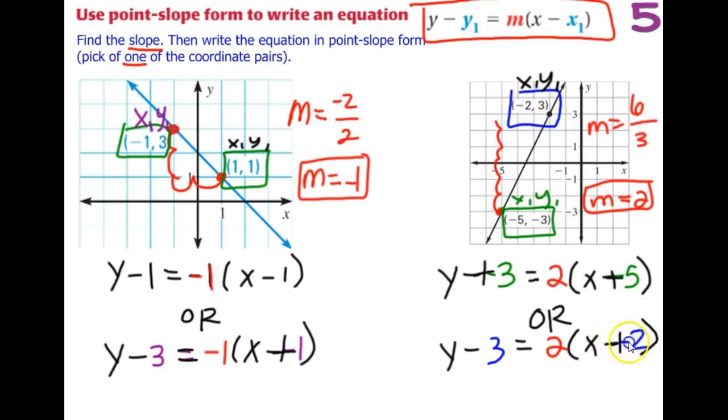Those make a positive. So some of you might be wondering why I can accept either of these. If I were to distribute and solve for y, we would have the same equation in the form y equals mx plus b. So these are really the same line. We're just using different points to express the same line.